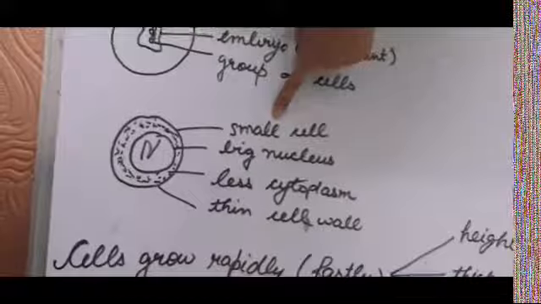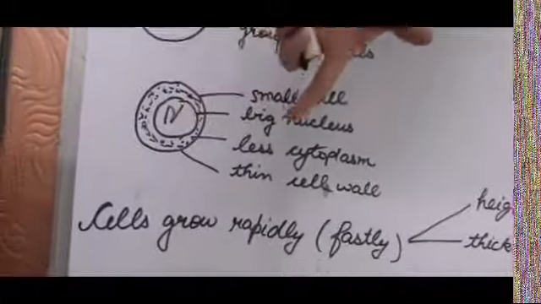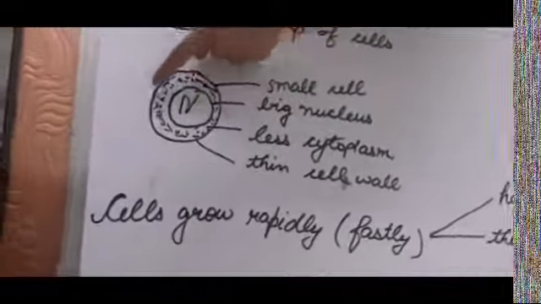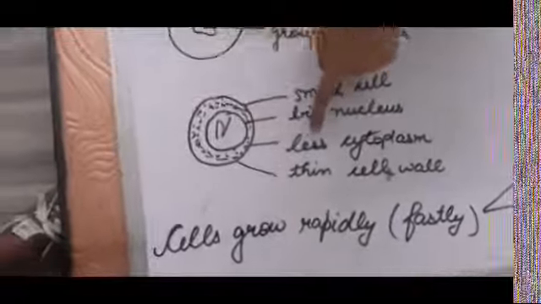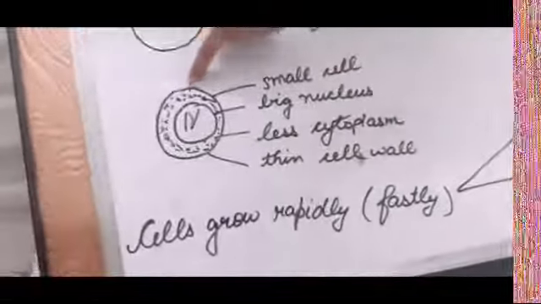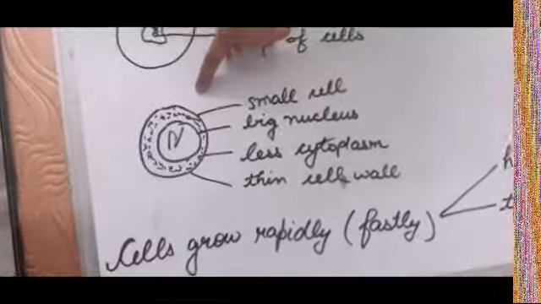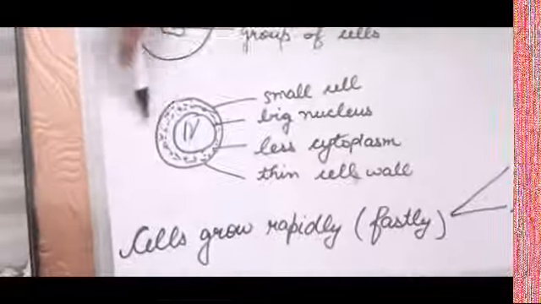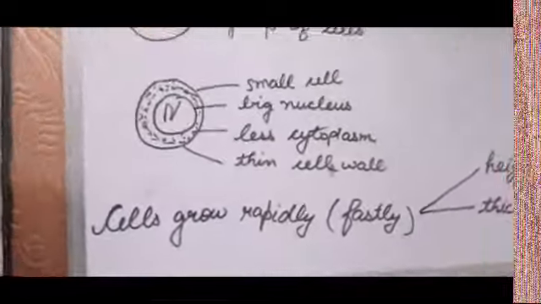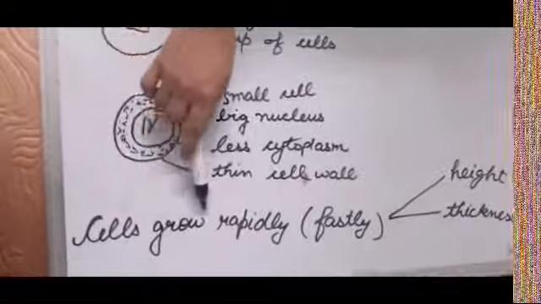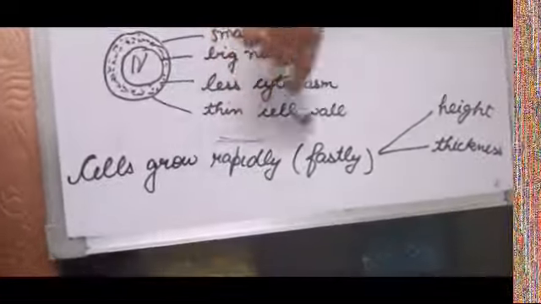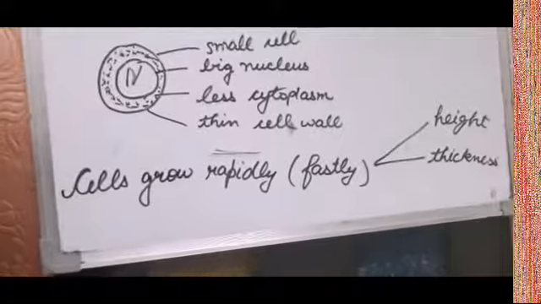This cell is very small, but its nucleus in the center is very big. Outside the nucleus, the cytoplasm is very less, and the cell wall outside is very thin. What happens? These cells inside the seed grow very rapidly. Rapidly means fast. Grow means they continue dividing.